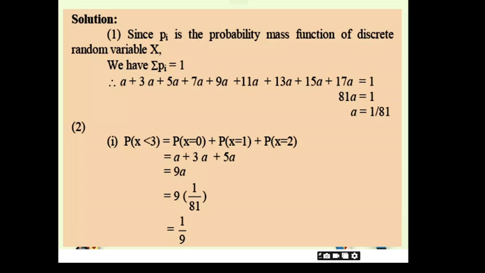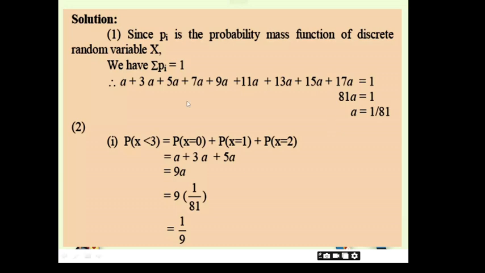We all know that total probability is equal to 1. So that is written as summation P i is equal to 1. Therefore, we add all the probability values A plus 3A plus 5A and so on up to 17A. These values are equal to 1. So the sum of these values is 81A, which is equal to 1. From this, the value of A is 1 by 81. The next subdivision is we are finding P of x less than 3.